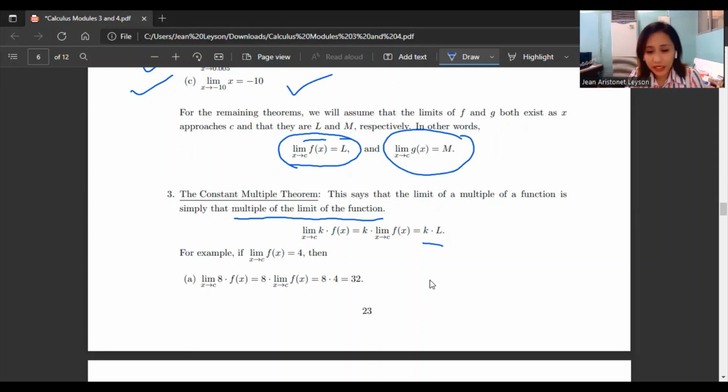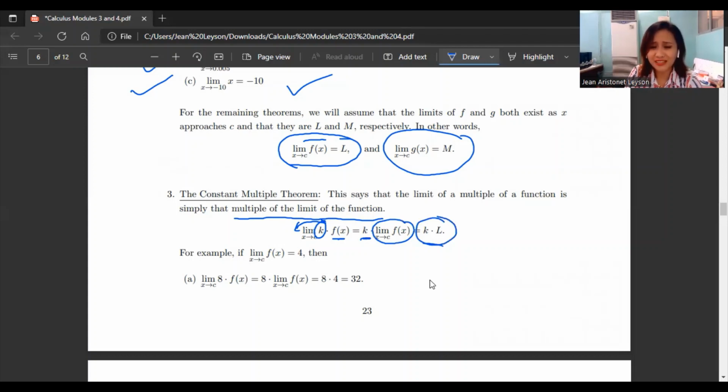So what happened here is if there is a constant prior to the function, simply move that constant before or outside of the limit. So k will be placed before the limit of the function. Then solve for the limit of the function, then later on multiply the constant by the limit of the function.